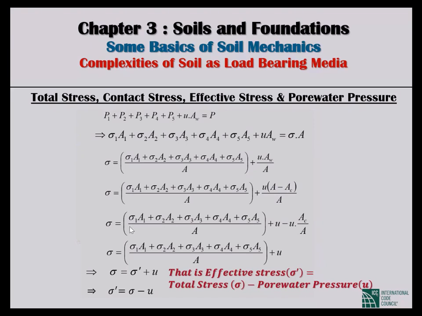So over here we will be getting this plus it is U, this is actually U into AC by A. AC by A, AC is so small, we can say this one is almost equal to zero. And that's why, neglecting this one, we can get this. And this is known as sigma, we call it sigma prime, and this we call pore water pressure. That's why we have a very important formula over there, that effective stress is equal to total stress minus pore water pressure. Could you get my point?